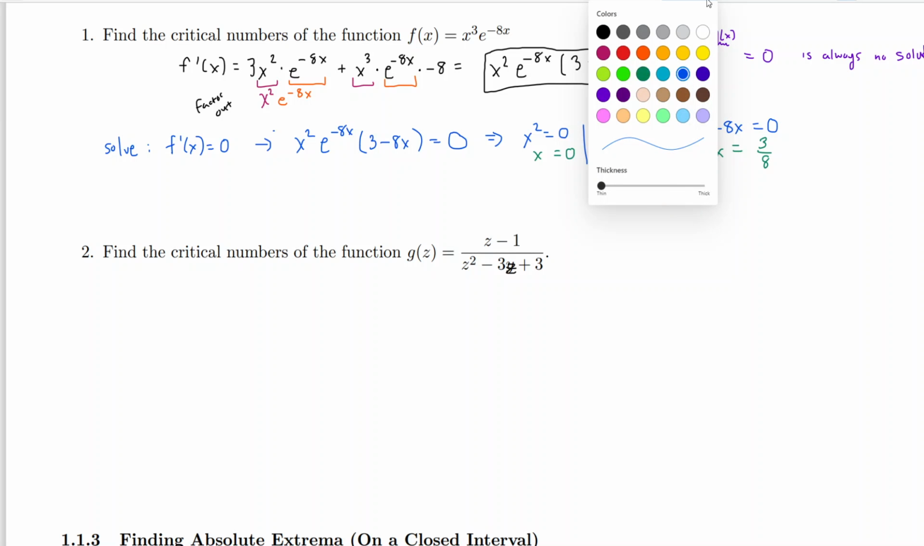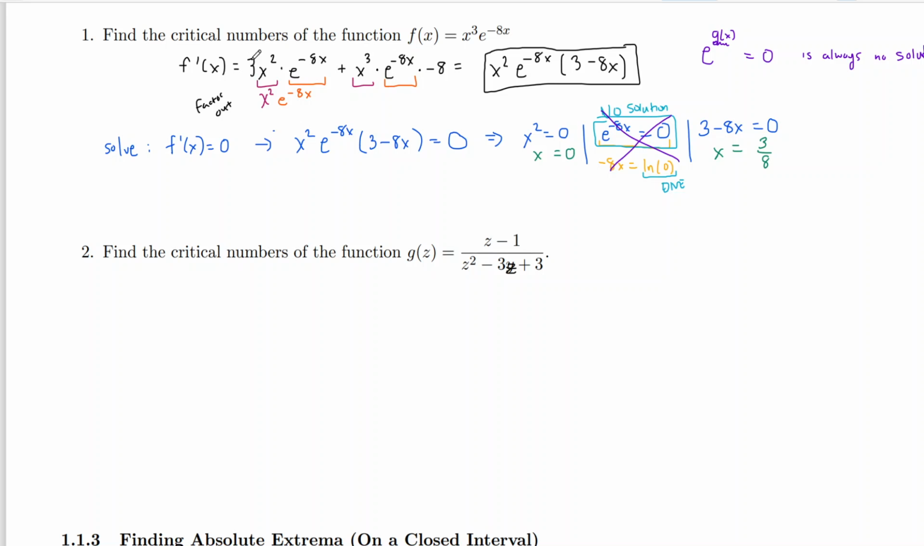Well, what we've figured out here is that at least based on where we're at this point, we have two critical numbers. We have 0 and we have 3 over 8. And I'm going to record them on the bottom here. Now we technically have two more things to do when we find critical numbers. We need to solve where f prime of x is undefined.